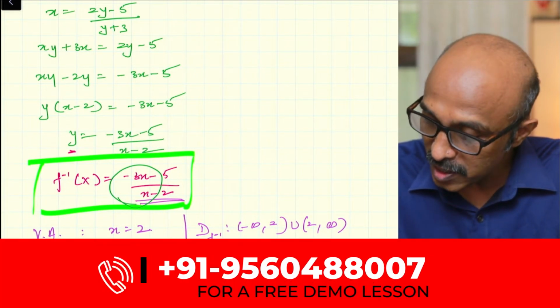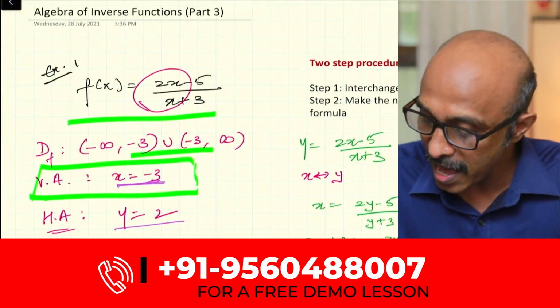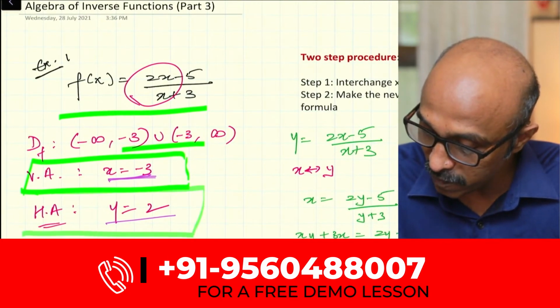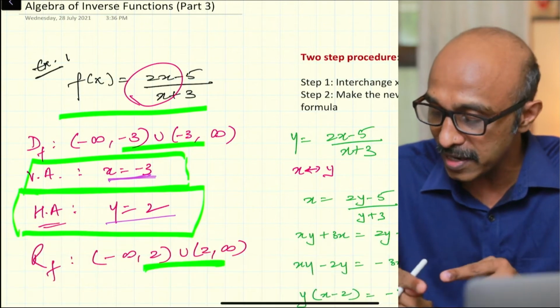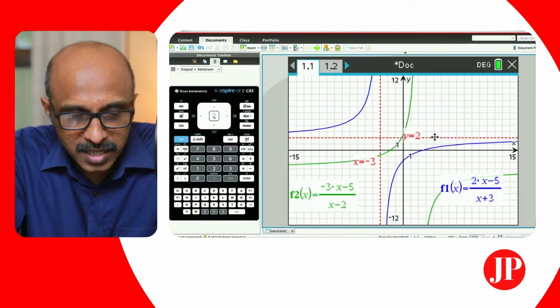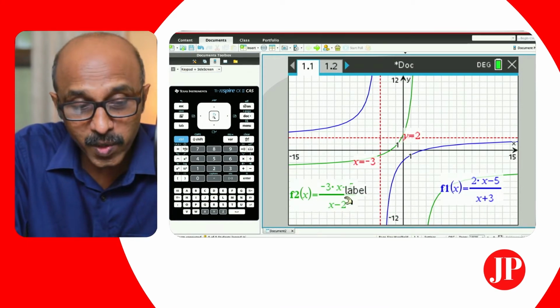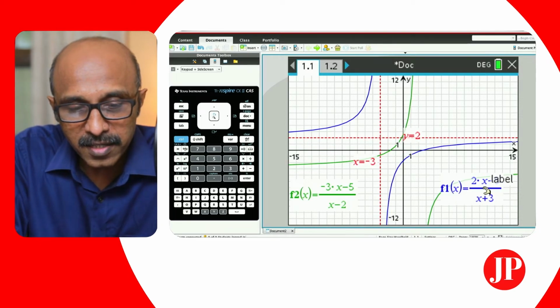And for the inverse, the vertical asymptote was happening at x equals 2. And here, for the original function, the horizontal asymptote was happening at y equals 2. Let's confirm this with the graph, shall we? Here we go. This green graph now is the graph of the inverse. You can see that negative 3x minus 5 over x minus 2. And the blue graph is our original function.